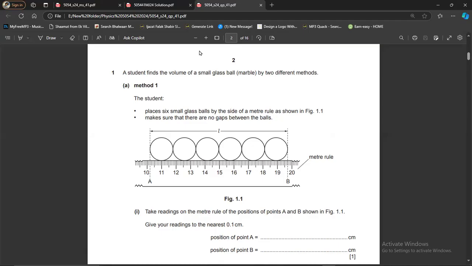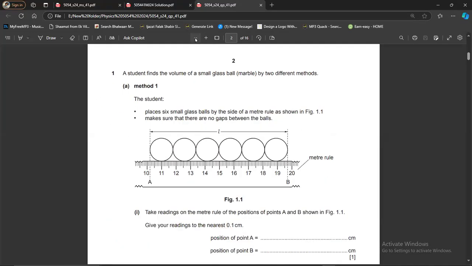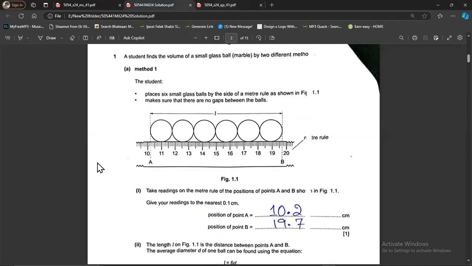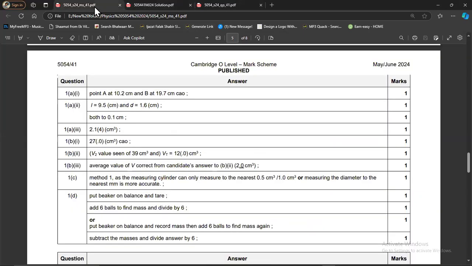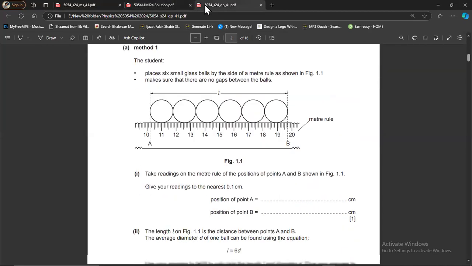This reading is, if you look at it carefully, how much? 10.2. And this reading on this end is 19.7. So we will enter these values. The position A is 10.2 and the position B is 19.7. If you look at the mark scheme, our answer is right. Okay, so this was the first portion of part A.